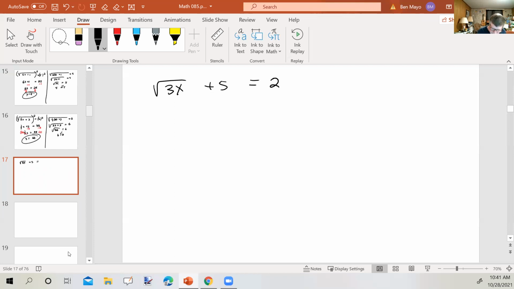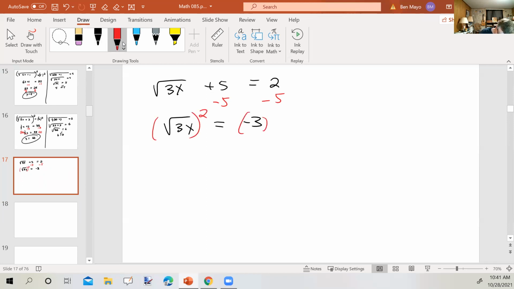plus 5 equals 2. So now we need to isolate the radical. We'll do that by subtracting 5 from both sides of the equation. The square root of 3x equals negative 3. So now we'll square both sides. And we get 3x equals positive 9, right? Negative 3 times negative 3 is positive 9.